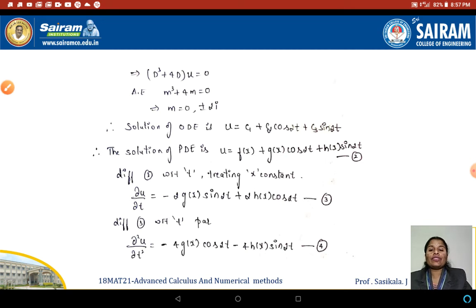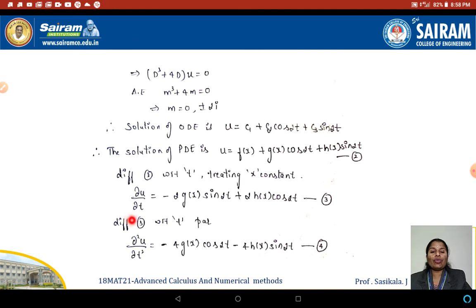Now write the solution. One is e power 0, so we can write c1 into e power 0. But here the third case applies, right? So e power 0, alpha value 0, beta value 2, c1 has already been used, so c2 cos 2t, c3 sin 2t. The solution of the PDE is u equal to, c1 replaced by f of x, because x is to be used. I can use it as a constant because u and t are there, right? So f of x, g of x and h of x I have used. Now I have to do the first order derivative and second order also, because I should find the f of x, g of x and h of x values.